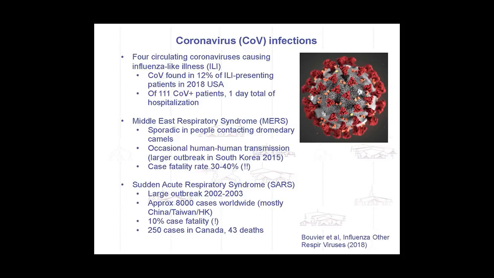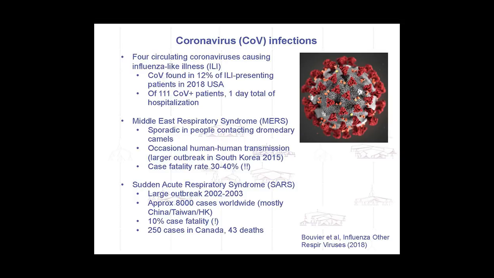Okay, so coronaviruses. There's a nice picture of a virus there. There are already 4 circulating coronaviruses in the world. And in a test in 2018, about 12% of people who were in a particular study in the US who had influenza-like illness actually had a coronavirus. And out of 111 people in this study, there was 1 total day of hospitalization. So just because something's a coronavirus doesn't mean it's necessarily dangerous.